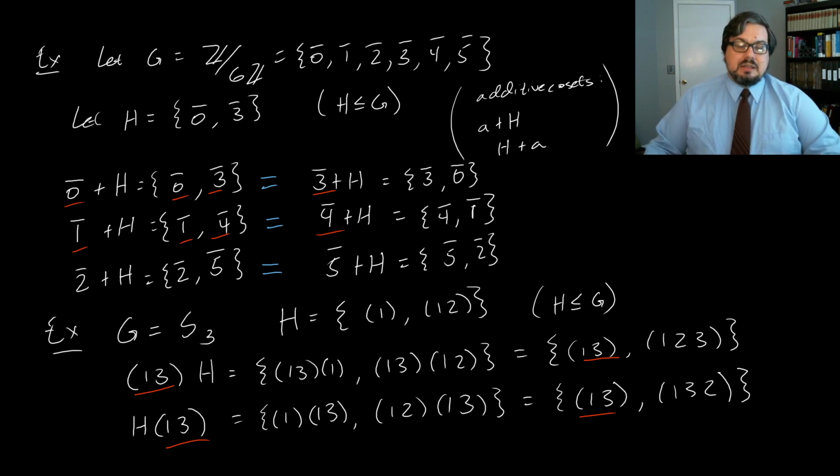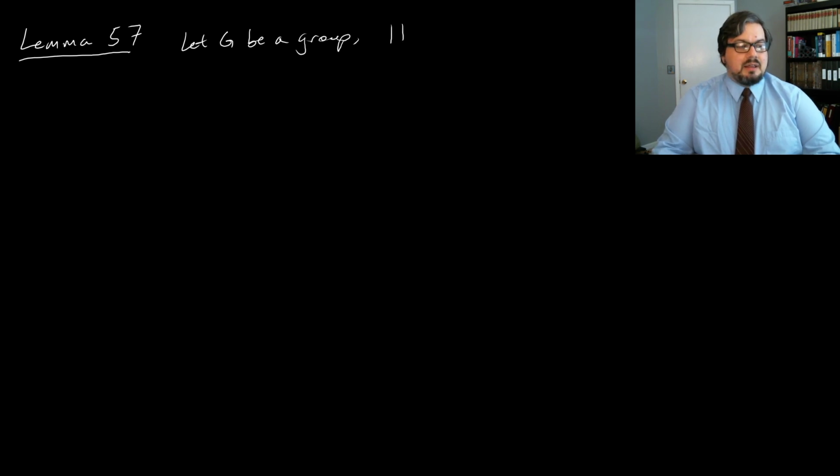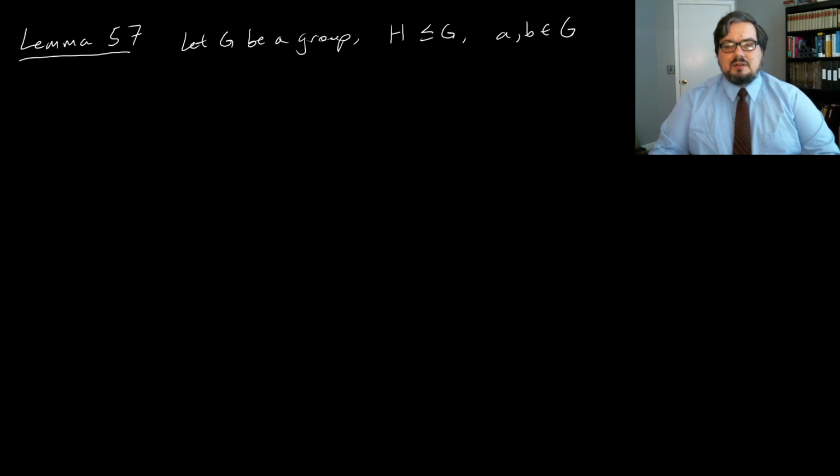So we're going to bring together a lot of the observations that we've seen into a lemma, which is going to have a lot of parts to it that just talk about the various structure facts that we have about cosets that are going to be absolutely vital to much of the stuff that we do in the upcoming weeks. So let's look at Lemma 5.7. Let G be a group and H a subgroup of G, and A and B elements of G.